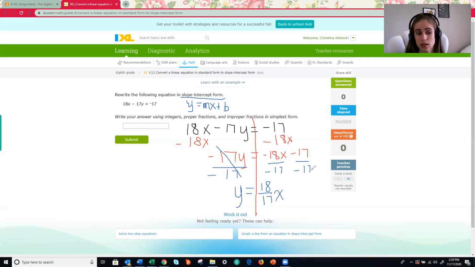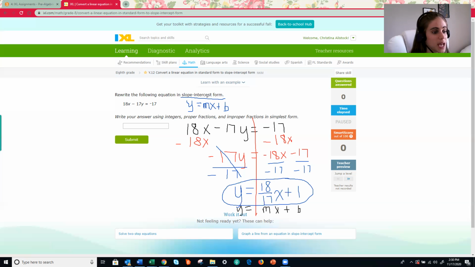And then here, negative 17 divided by negative 17. Well, 17 divided by 17 is 1. And once again, a negative divided by a negative is a positive. So we're left with a positive 1. And then that is my final answer. And if I take my y equals mx plus b equation and write it with it, we can see it matches up. Y equals, and then our m, our slope is 18 over 17, x plus our b. So in this case, our b, our y-intercept is 1.